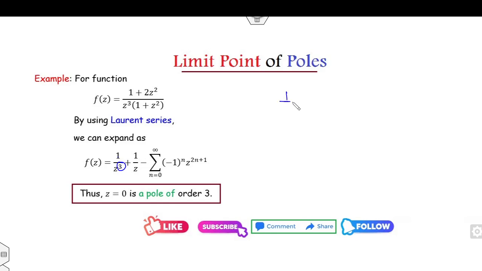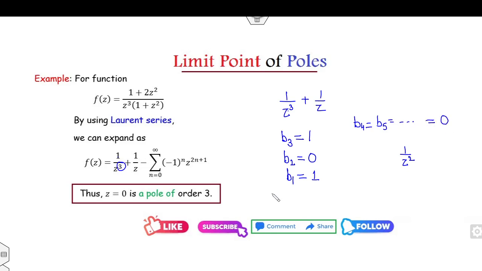Clearly, if you look at this quantity, plus 1 over z, b3 is the coefficient of 1 over z cubed, so b3 will be 1. What is b2? b2 means the coefficient of 1 over z squared, but there is no such term. What is b1? b1 is the coefficient of 1 over z. And all the others, b4, b5, b6 and so on, are 0.